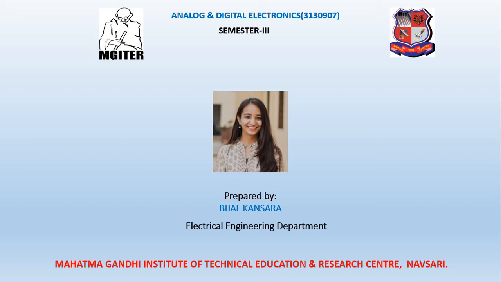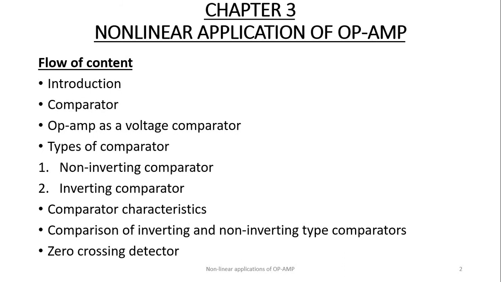Chapter number 3, Non-linear application of the op-amp. This is the flow of content: introduction, comparator, op-amp as a voltage comparator, then types of comparator, which are two types, non-inverting and inverting, then comparator characteristics, comparison of non-inverting and inverting type comparators, and the last topic is zero crossing detectors.